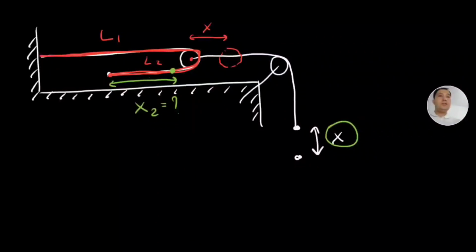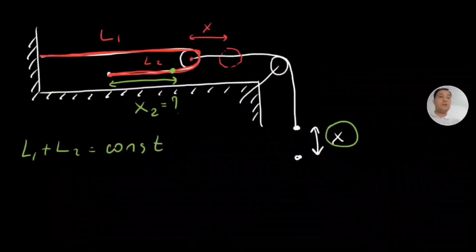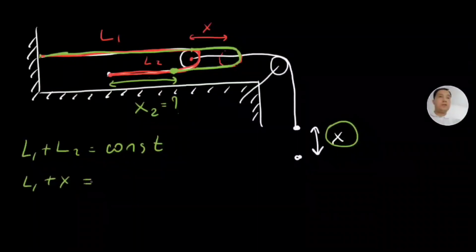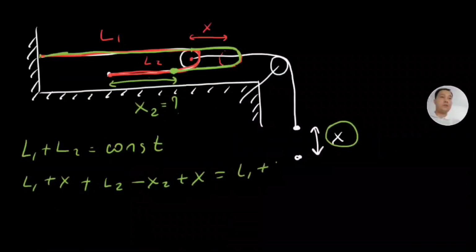Initially the length of the red rope was L1 plus L2. This should be constant, the length of the rope is always constant. After time t, when the end of the first rope is here, what will be the length of the rope? The upper part is L1 plus x. The length below is L2 minus x2 plus x. So we need to add these. This is the new length of the rope, which is constant. Initially it was L1 plus L2.